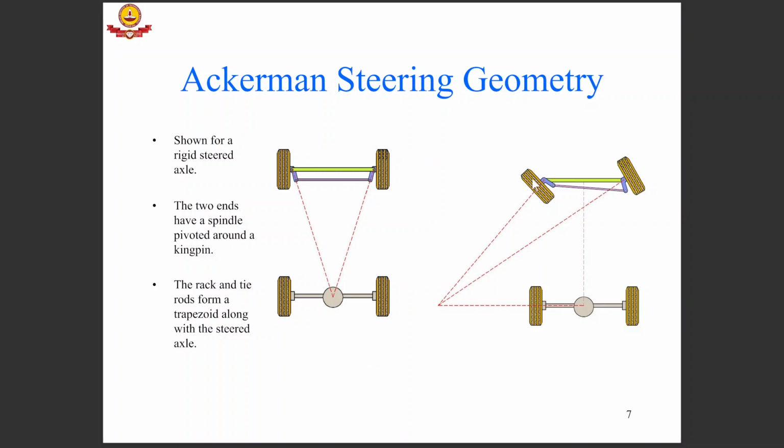Okay, so if you were to take a turn about this particular point, which is in line with the rear axle, these two lines are perpendicular to these wheels. Okay, so this trapezoidal geometry can be moved using various methods, such as a rack and a tie rod from the trapezoid along with the steered axle.